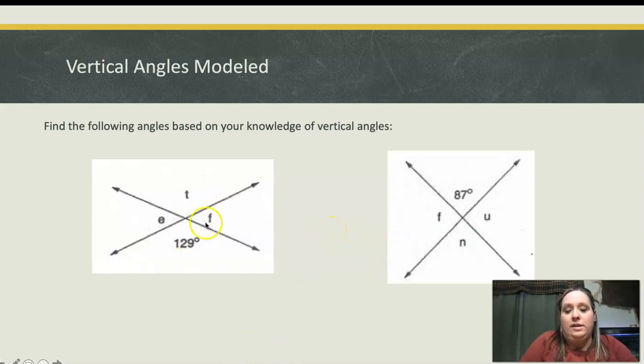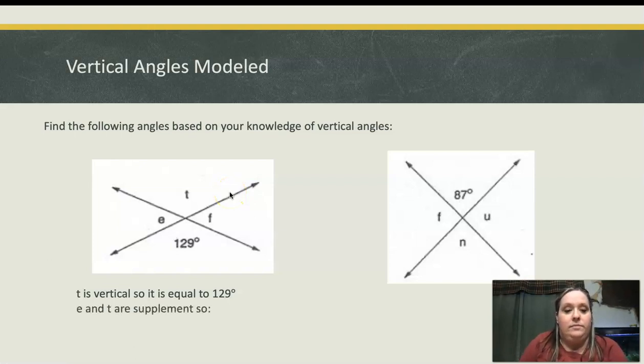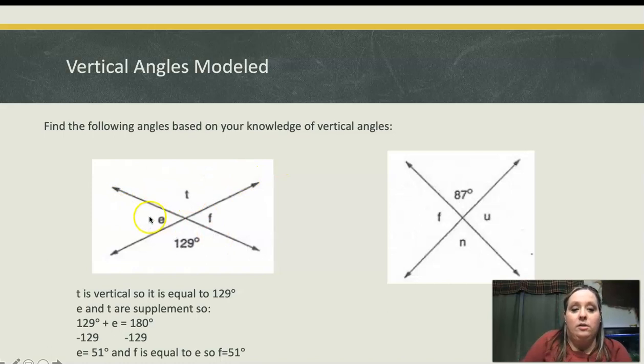So now we can find all these measurements by just knowing the measurement of this one angle. So how do we know what T is? T is vertical, so it's equal to 129. Now this is a supplementary angle because it's a straight line. So how would we find E? Let's look at that algebraically. E and T are supplements, so 129 plus E is equal to 180 because this is a straight line again. So if we solve for E, E is equal to 51 and F is equal to 51 because they are also vertical.